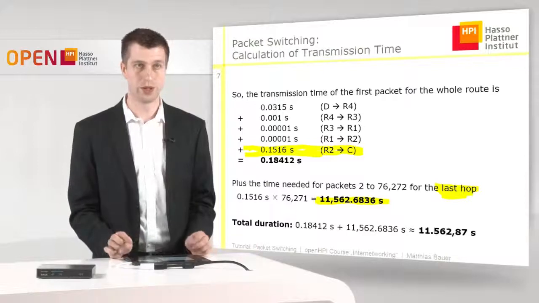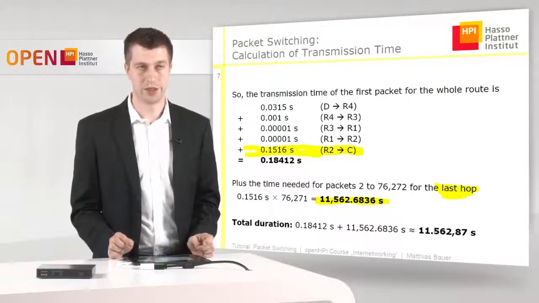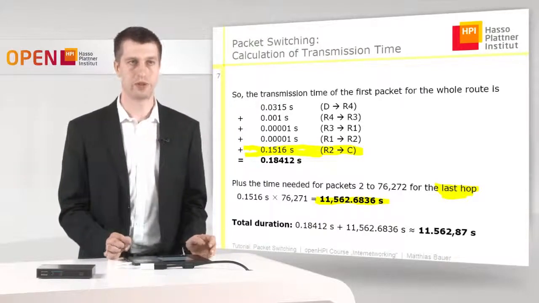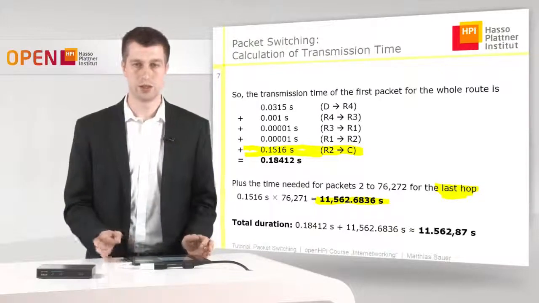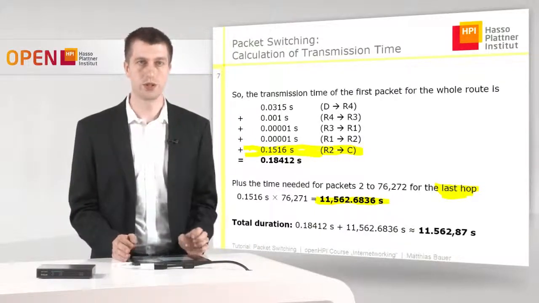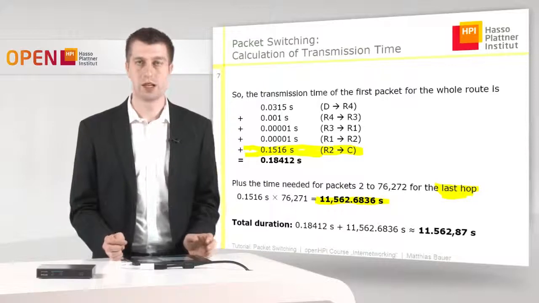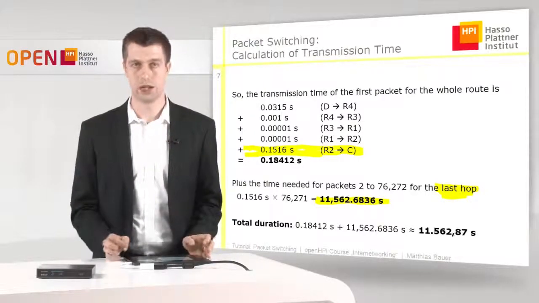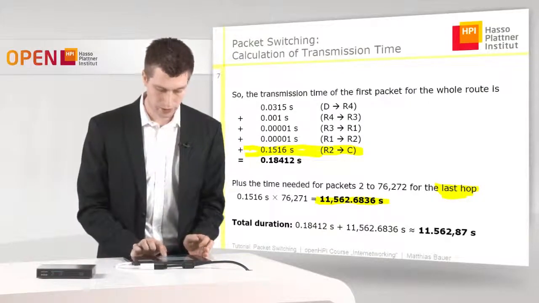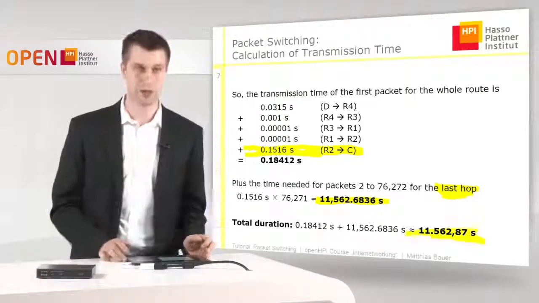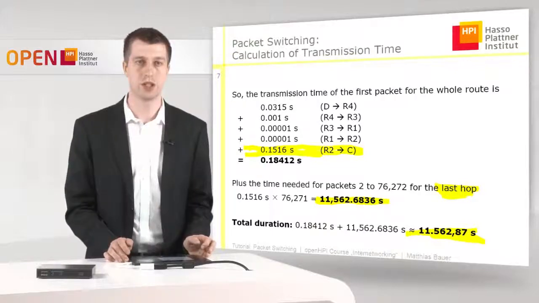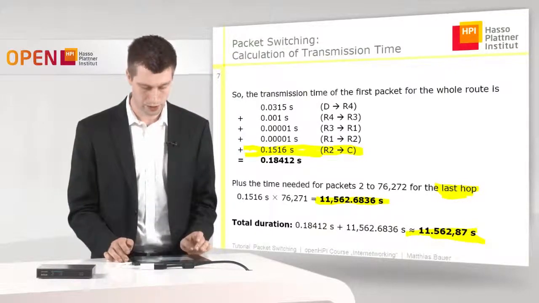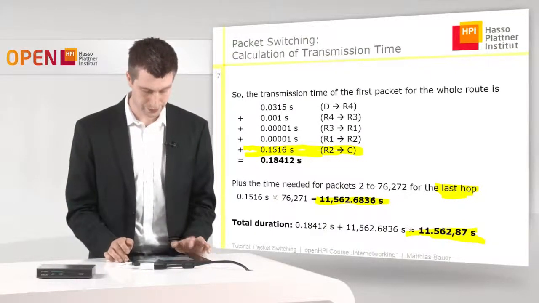So the total duration is the sum of the time needed for the first packet in order to be transferred for the whole connection, plus the time needed for all of the other packets for the last hop, which leads to a result of roundabout 11,562.87 seconds.